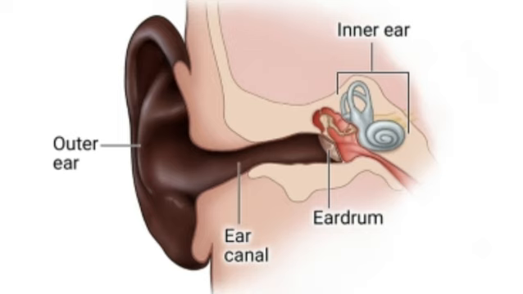Preauricular sinus is an epithelial tract and is due to an incomplete fusion of tubercles. It may get repeatedly infected and cause purulent discharge, and there can even be formation of abscess, and for that the treatment is surgical excision.